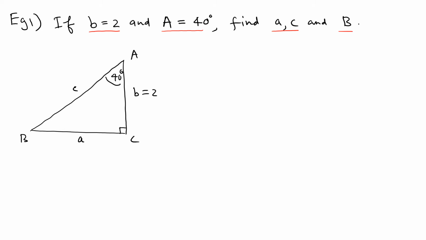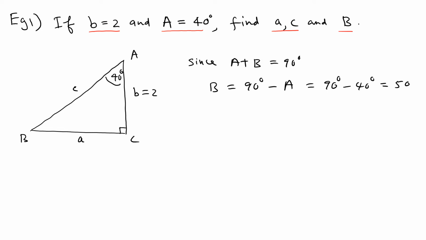So the easiest one to find is the other angle. Since A plus B is 90 degrees, we can see that B is 90 minus A. For A, we don't put the degree sign because A is a variable, and the variable carries the unit. So it's 90 minus 40. If you subtract, you get 50. So the angle B is 50. That's the easiest one to find.